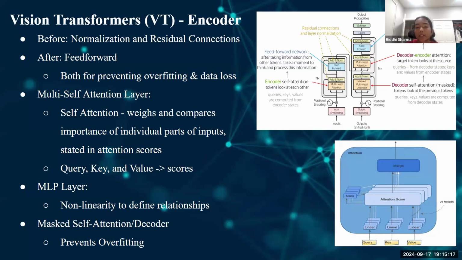The purposes of these multiple layers are to make residual connections, to prevent overfitting or generalizing new data, and to prevent data loss. Before analyzing the multi-self-attention layer, we need to know exactly what self-attention is. Self-attention is a mechanism typically used in neural networks that allows a model to weigh in all the parts of the input image, not just localized regions like the CNN. This means that the vision transformer will compare every pixel with respect to every other pixel in the input. And the importance of these inputs are stated as attention scores.